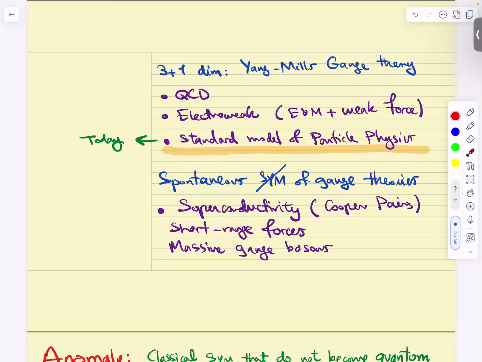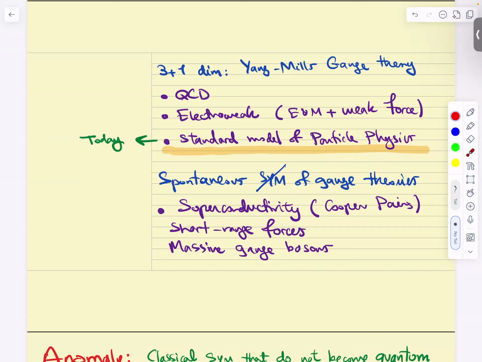But the key idea we saw was that a gauge theory is long range. When you have a condensate of a scalar, in the case of superconductivity, it's a fermion pair, you end up with a gauge boson that's massive. That makes the force short range.